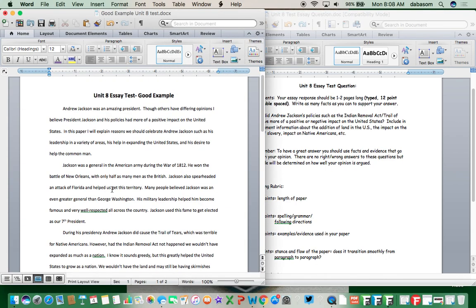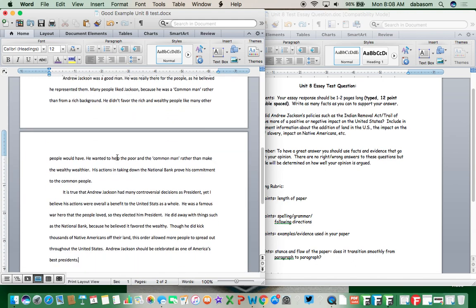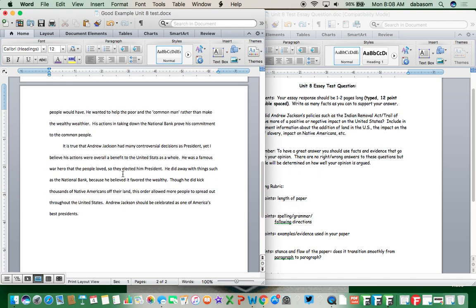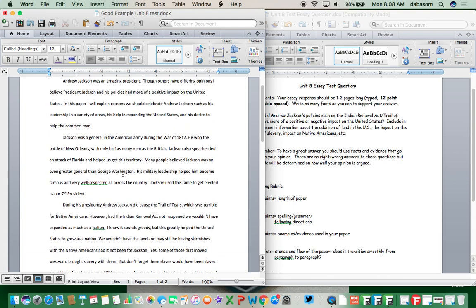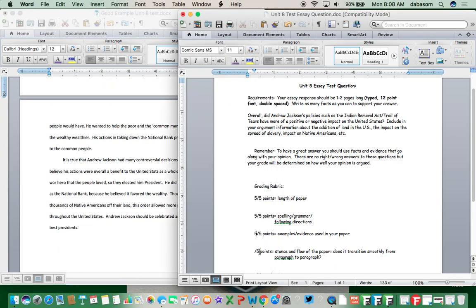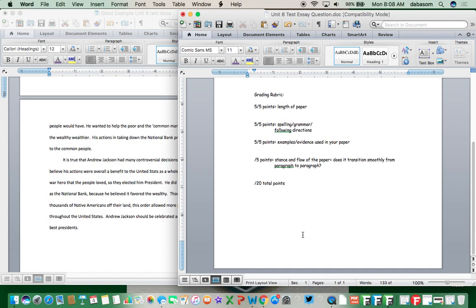Stance and flow of the paper. Thought this was huge. You saw the stance at the beginning. You saw the stance throughout the paper, what the person was trying to prove. And in the last sentence, they even say how Andrew Jackson is one of America's best presidents. In terms of flowing from paragraph to paragraph, it was really easy to read, especially because in their intro paragraph, they told you, here's exactly what I'm going to talk about in my body paragraphs. So I'm going to award this person 5 points for that. So that is a 20 out of 20.